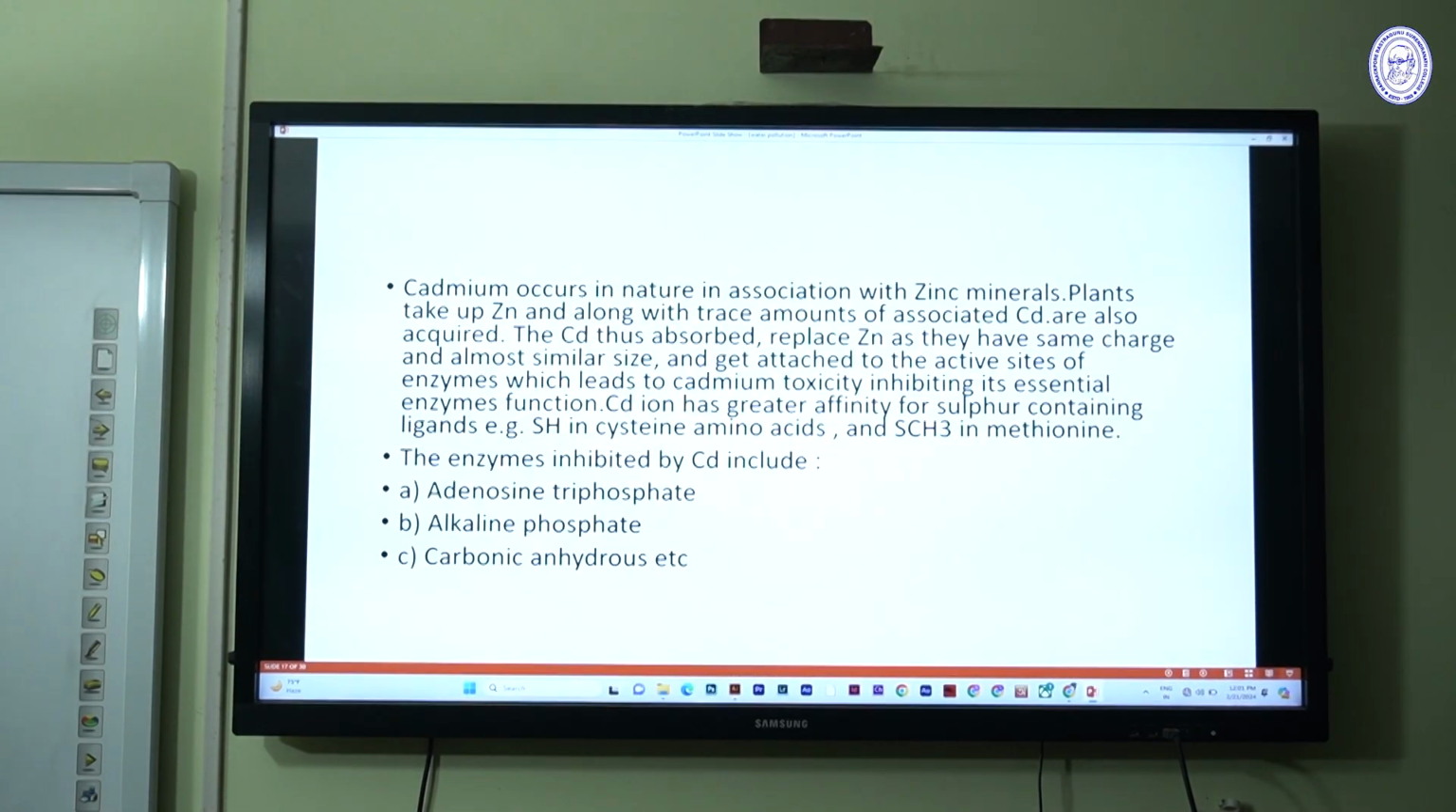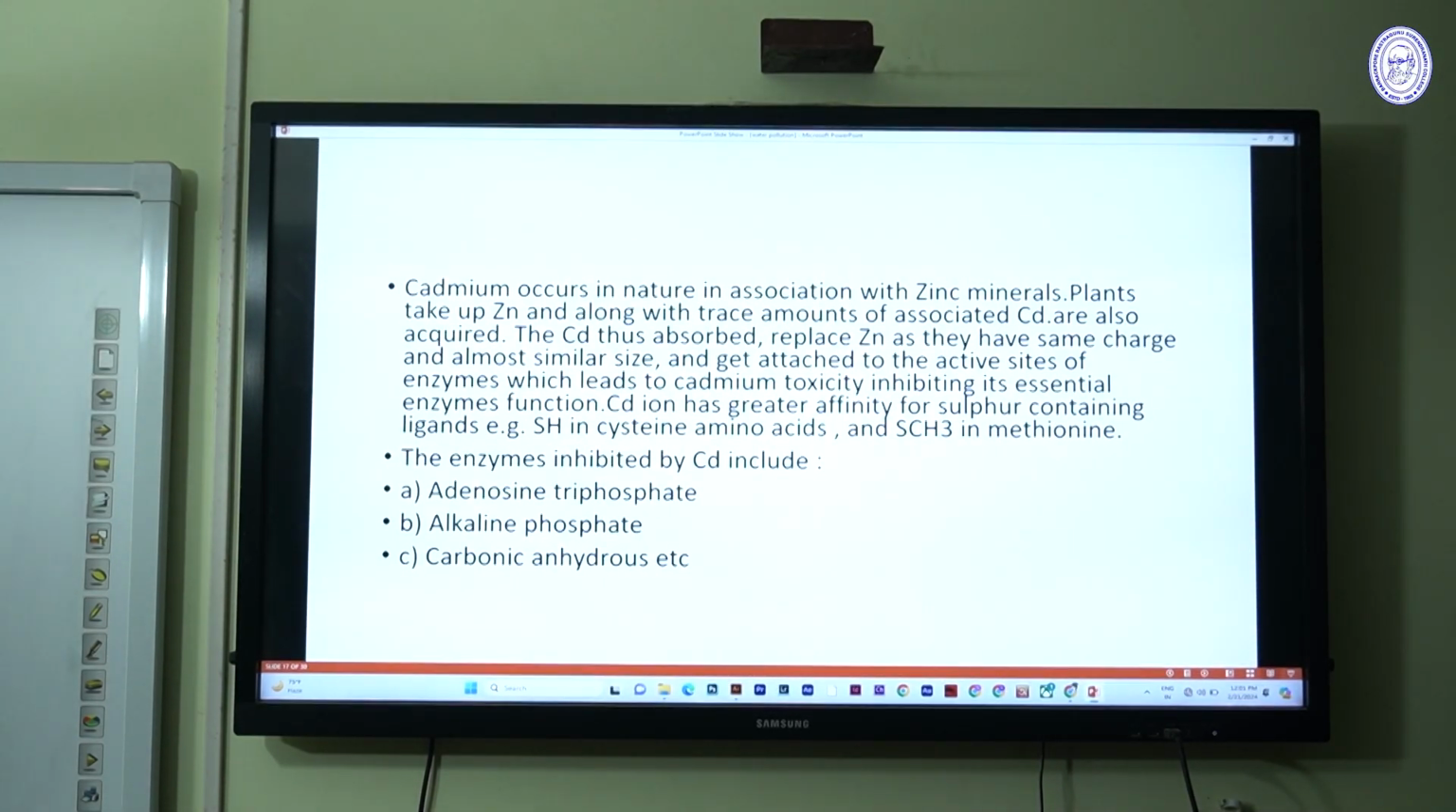Now, why does this toxicity occur? Actually, cadmium and zinc are very much similar, and cadmium occurs in nature in association with zinc metals. Plants take up zinc for their growth, along with a trace amount of associated cadmium. The cadmium thus absorbed replaces zinc as they have the same charge and almost similar size, and gets attached to the active sites of the enzymes, which leads to cadmium toxicity, inhibiting the essential enzymes' function.